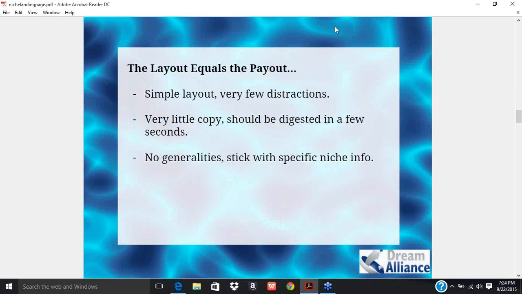So let's talk about the layout of, and this is important, the layout of the squeeze page. You just can't throw whatever up just because you like it. There's very specific things that you've got to have. And obviously you saw the examples. They're actually quite simple. There's not a whole lot to it.